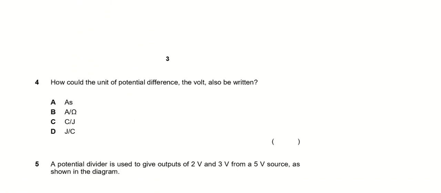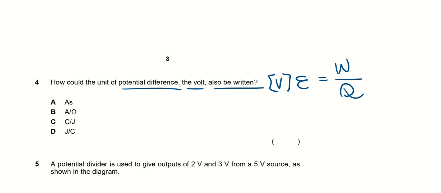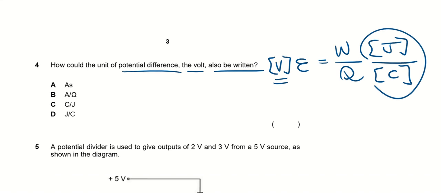Question 4, how could the unit of potential difference, the volt, also be written? Now, as you know the formula, EMF or volts is equal to work done over charge. The unit for EMF or volts or voltage or potential difference is the volts, whereas the unit for work done is joules, and the unit for charge is C. Therefore, V is also equivalent to J over C.